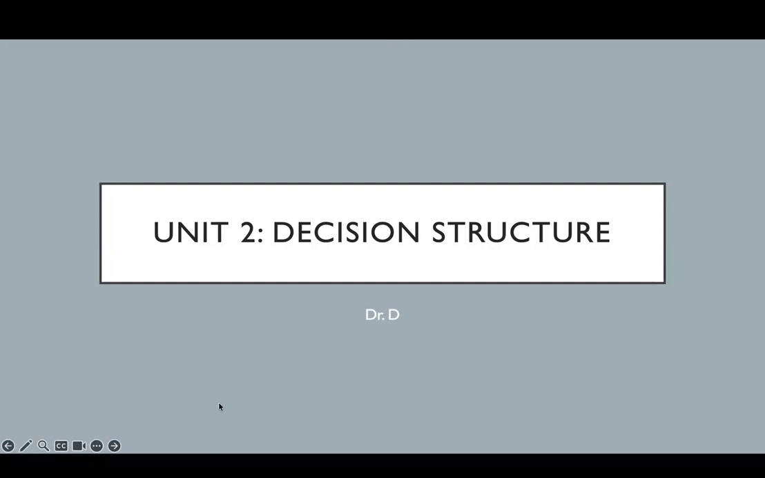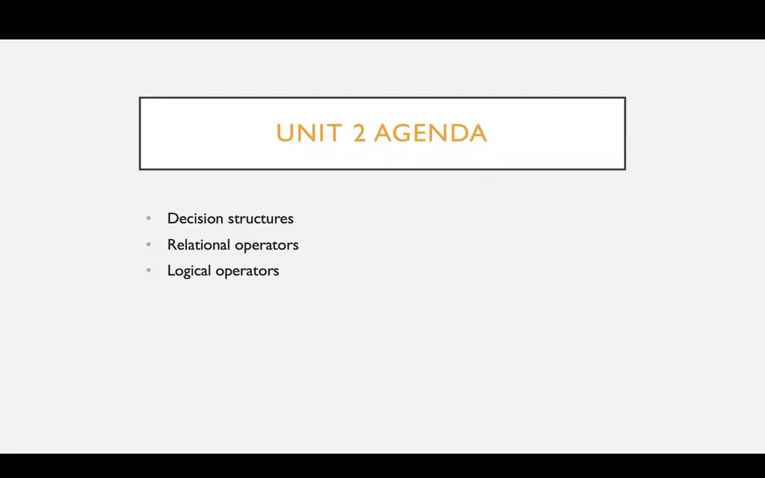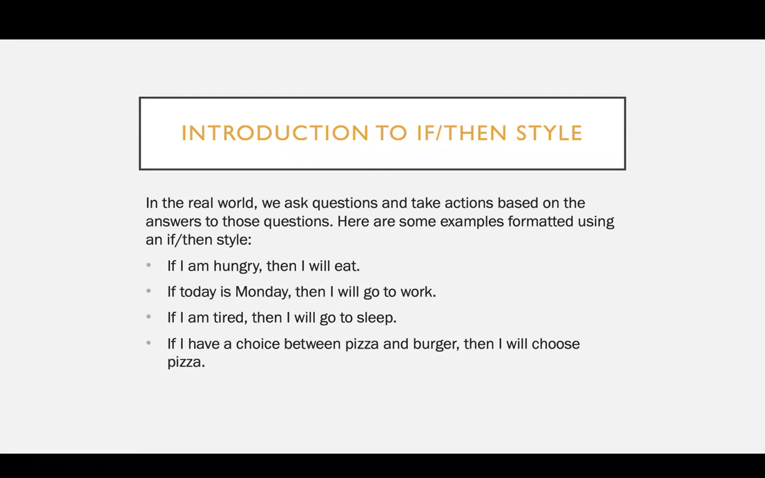Hi everyone. In this unit 2 of Python, we're going to learn about decision structure. So mostly we'll be learning what the Python decision structures are and then what the common operators are that we can use to facilitate this type of decision structure.